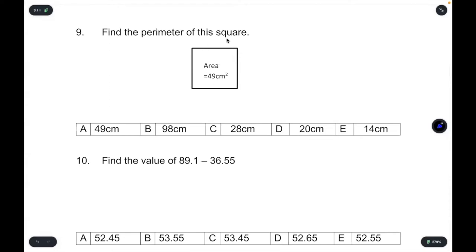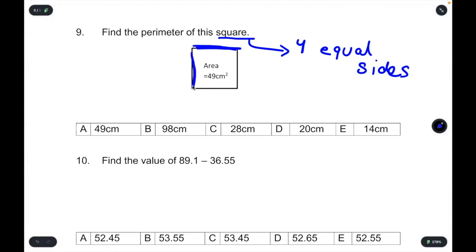So since this is a square, this has 4 equal sides. That means that this side is the same length as this side. So the two sides that we're multiplying to get 49 are in fact the same number. Now 49 is a square number, 7 times 7 makes 49. Therefore, that has to be the value of each dimension here.